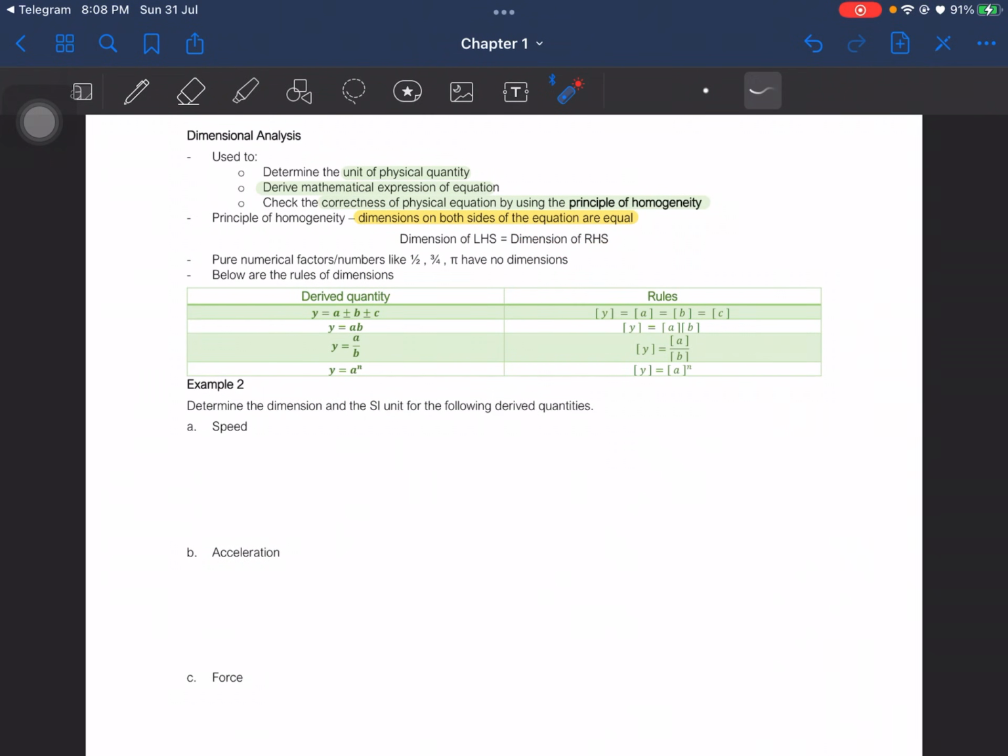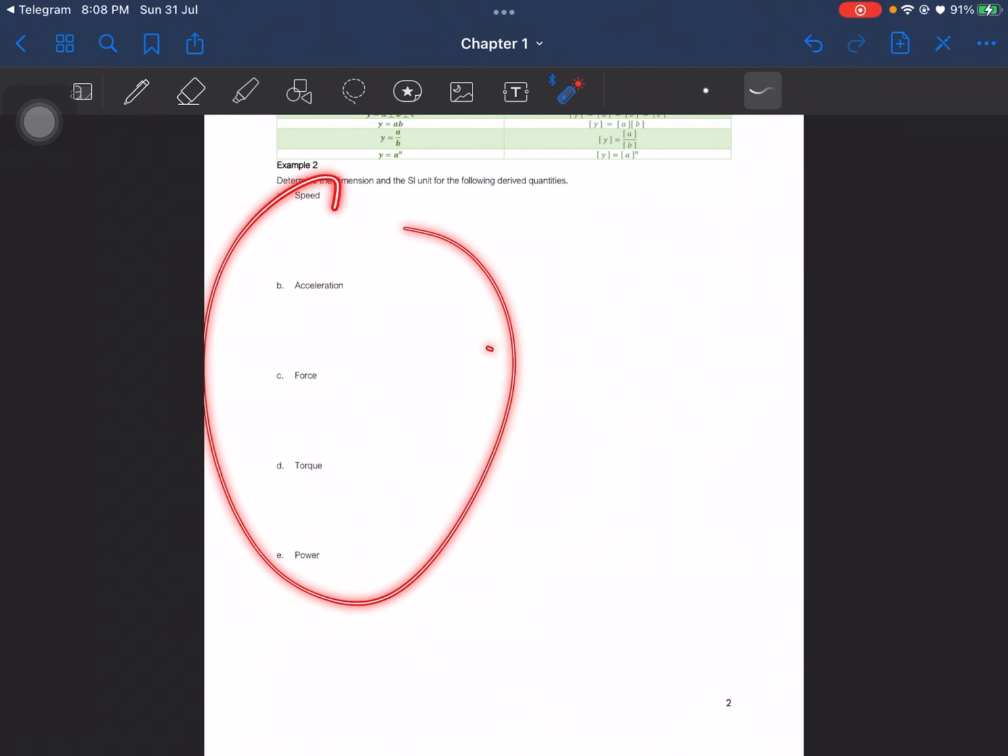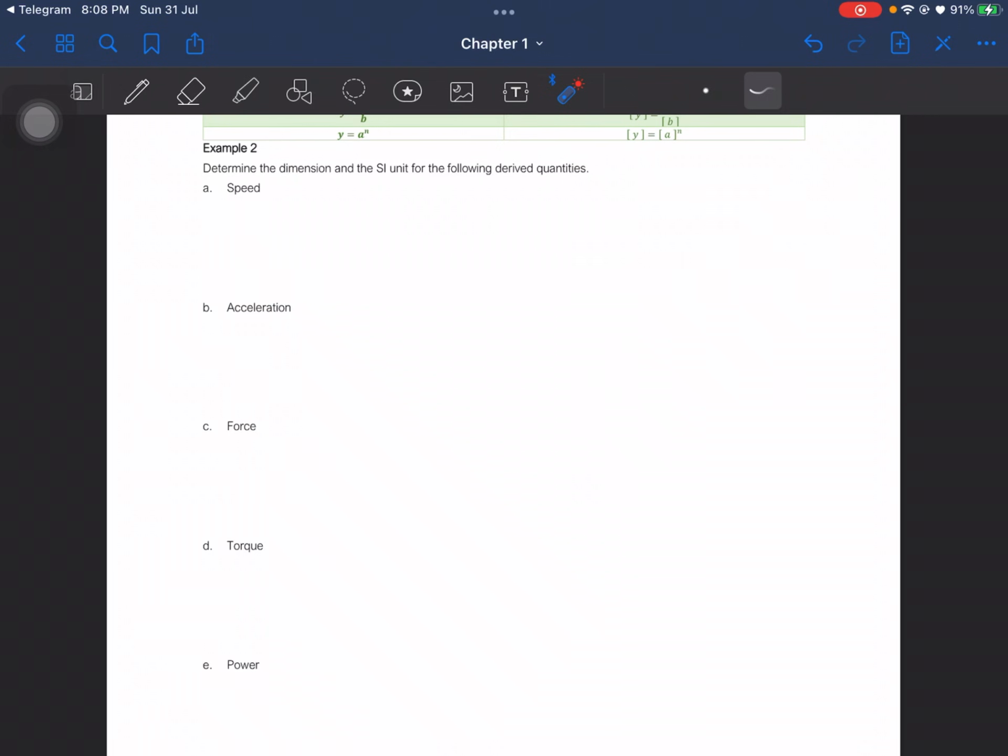Please note that pure numerical factors or numbers like 1/2, 3/4 or pi do not have any dimensions. So this table shows us the rules of dimensions. You will understand this part when we're doing this example. I'm just going to continue straight away.